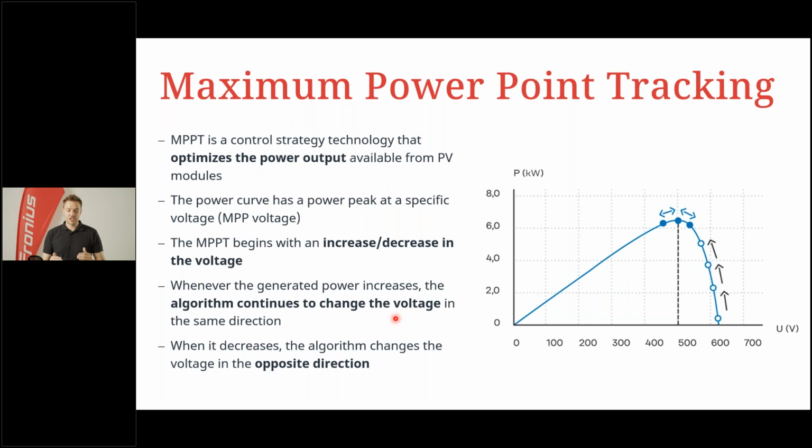And whenever the generated power at the inverter increases, as it gets higher, the algorithm continues to change the voltage in this direction to always increase the power. When the power on the inverter decreases, then the algorithm, the MPP tracker, changes the voltage in the opposite direction, of course, to then increase the power again. So that's basically how the algorithm is working, to shift the voltage in the direction that the power is at the maximum, so to say.